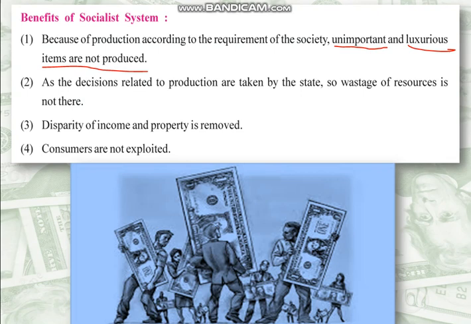But which items are produced? Those which are important for the society, which are needed by the society, which are actually the basic needs of the society rather than the luxurious items.